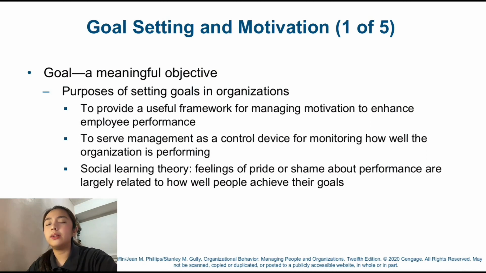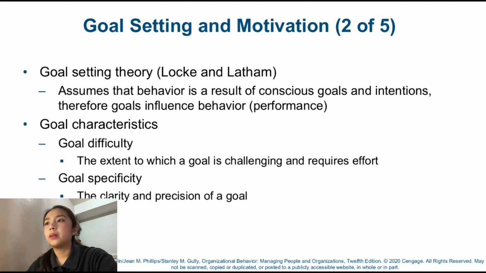Moving on is goal setting and motivation. A goal is a meaningful objective that the executives set for the company. The purpose is to give motivation to the employees to enhance their performance, or a control device to know the company's performance. Social learning theory is the feelings of pride or shame of an employee about their performance in the company. It is said that it is related to how well people achieve their goals. Goal setting theory of Locke and Latham is by creating clear-cut goals.